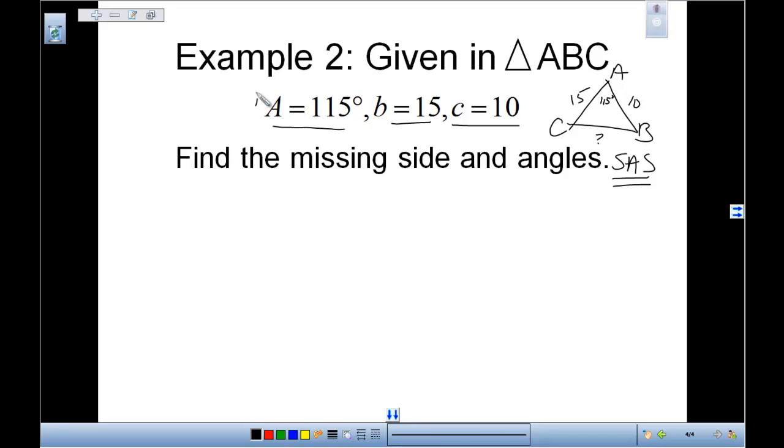We already know angle A is, in this case, the obtuse angle, so we don't have to worry about any other obtuse angles. Angle B and angle C are not going to be obtuse. So it's up to you how you want to proceed. Actually, I think the best thing we're going to have to do is find side A first, because we don't know angle B or angle C. So go ahead and see if you can find side A.